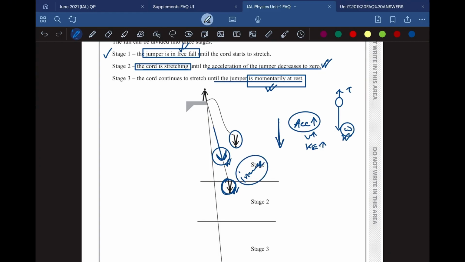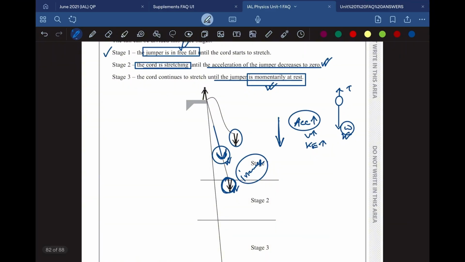Why at a decreasing rate? Because now the work has not been done entirely on the man. The work has to be done on the cord as well to stretch it down. So that's why the rate at which it was increasing in stage 1 will not be the same as the rate in stage 2. The rate will decrease, but still the kinetic energy will increase.